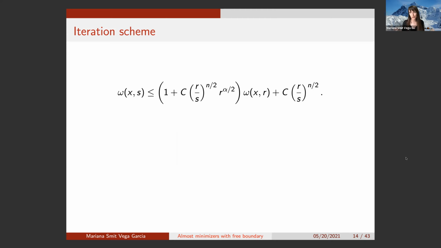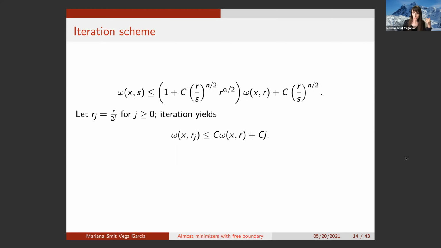So you can see that we're going to iterate this result, use a dyadic argument. Iterating it, we are able to say that we can compare that average of the gradient on a smaller ball with the average of the gradient on a bigger ball plus a logarithmic term. And this is exactly what we needed to obtain that estimate and prove continuity of our almost minimizers. Of course, I'm skipping a lot of details, but this is the crux of the idea.